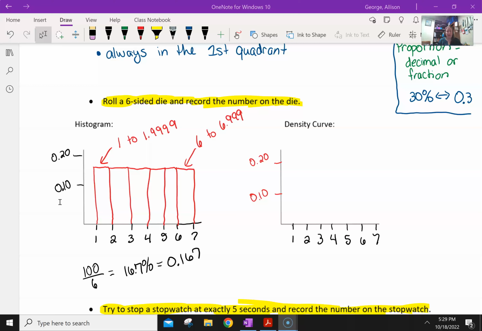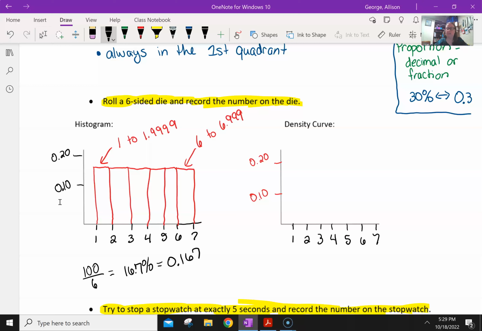And if a die is fair, meaning it's not weighted, each side should come up the same amount. Now, in reality, we know that's not always true. But if you roll it enough, that's what it will come out to be. So what we have on the left there is our relative frequency histogram. Pretty straightforward. That's what we did back in the last chapter.